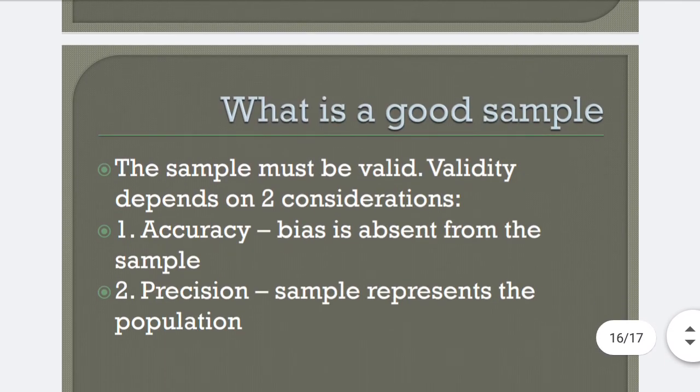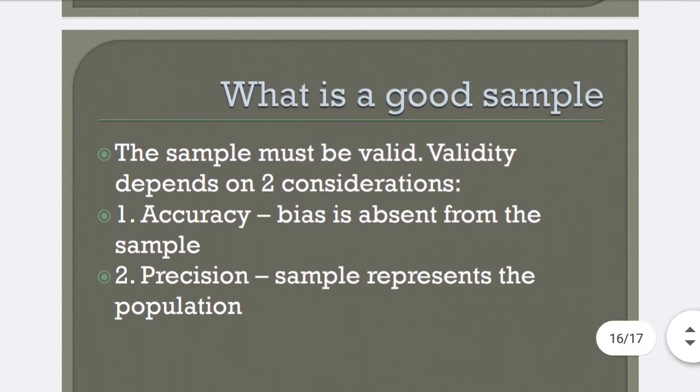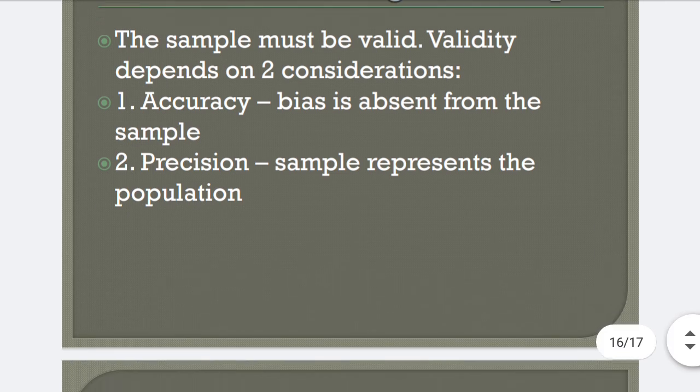Now, what is a good sample? The sample must be valid. Validity depends on two considerations. The first one is accuracy, meaning bias is absent from the sample, and the second one is precision, meaning the sample represents the population.